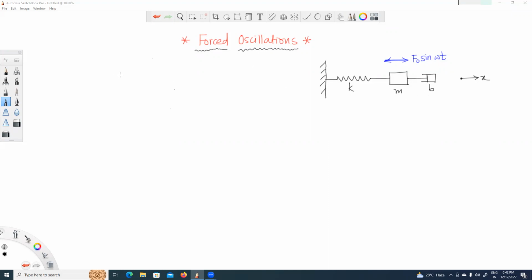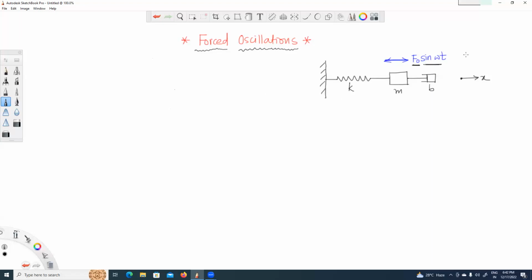So what is meant by forced oscillations? This is exactly similar to what we studied in the damped oscillations, except we have an external force which has a certain amplitude and which is also periodic in nature. Look at this force. It has an amplitude of F naught, and this sine function shows that this force is periodic in nature. What does it mean by periodic in nature?